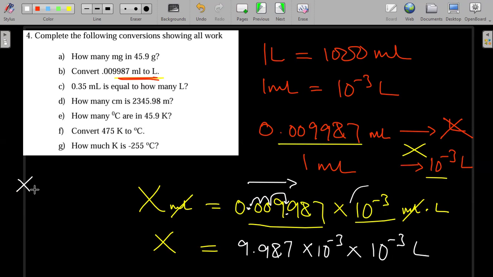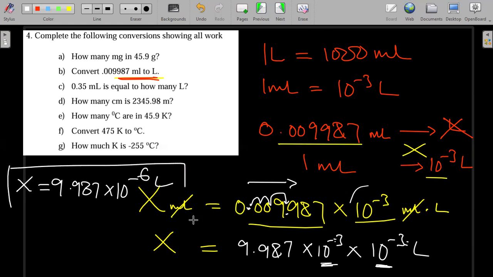So it means my x will just be equal to 9.987 times 10 to the power. These ones have the same base, so I can just add their powers. So that would be minus 6. And then I put liters. So that would be the answer there.